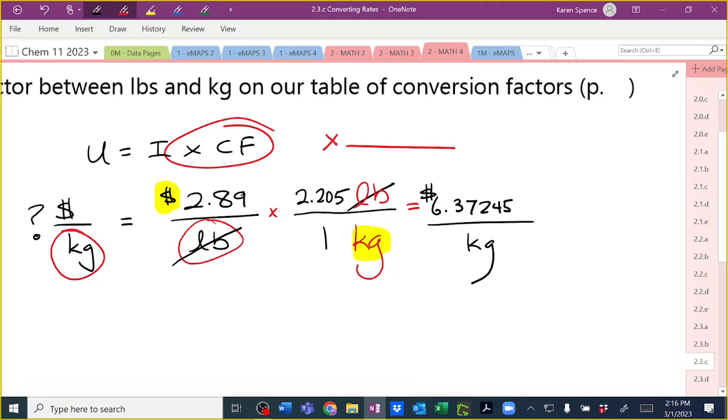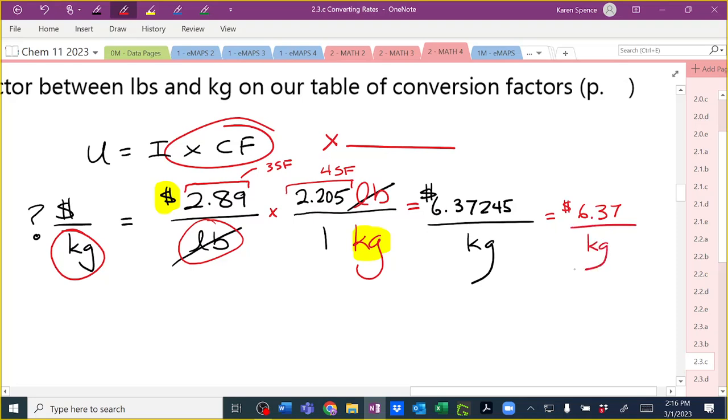I have $2.89. Is that exact or inexact? That's inexact, so that is 3 sig figs. And I've got 2.205 pounds, and that is 4 sig figs. So my answer should have 3 sig figs, which would be $6.37 per kilogram. Now, I always hate it when things are in dollars because it always makes sense to go to 2 decimal places.